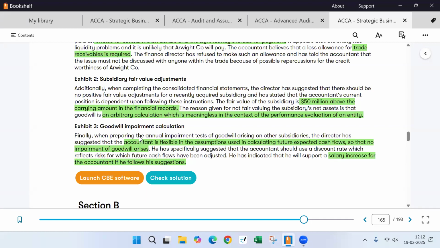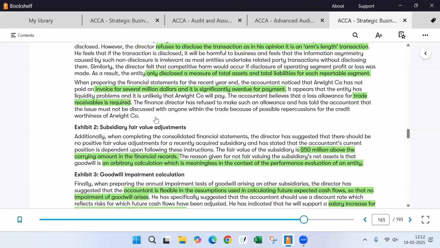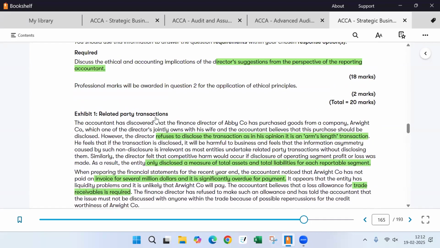Got it? Right? Any questions? Right? So the approach towards this is that you have to put headings for each of the transactions, such as the related party transaction. Mention the standard, mention the incorrect way they have used, and mention the correct way that we are supposed to use. Okay.